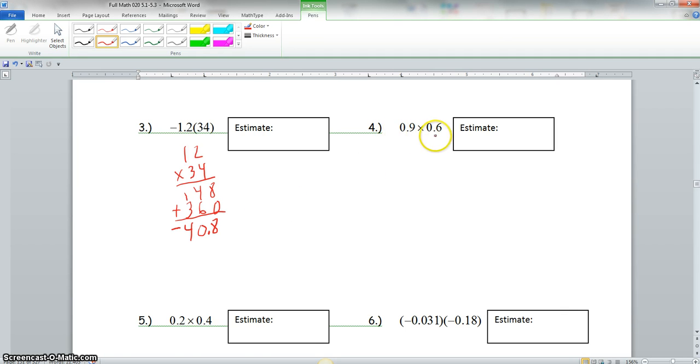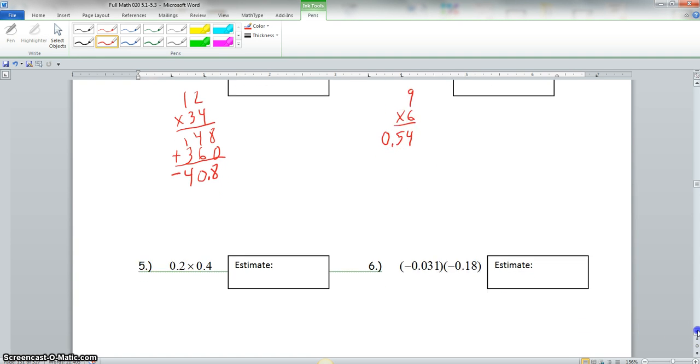Now, we have 0.9 times 0.6. We drop those decimals. We have 9 times 6. And we know 9 times 6 is 54. Now we count how many digits we have behind the decimal. We had 2 digits behind the decimal. So we need 2 digits behind the decimal here. So the decimal will go here in front of the 5. But just for mathematical purposes, to make it look correct, we need to have a digit in front of the decimal. So it would be 0.54.